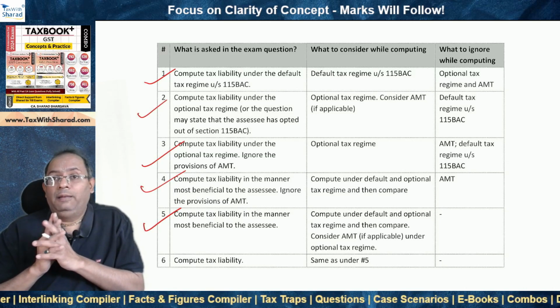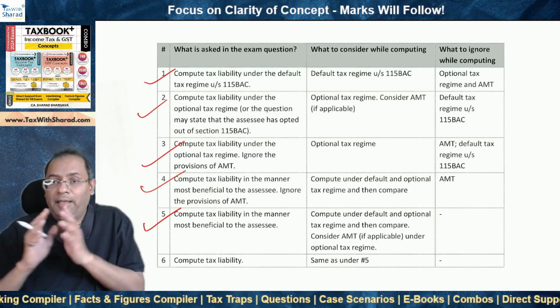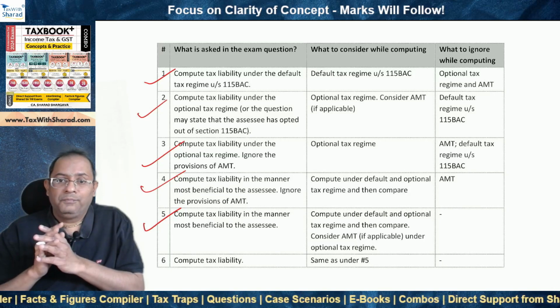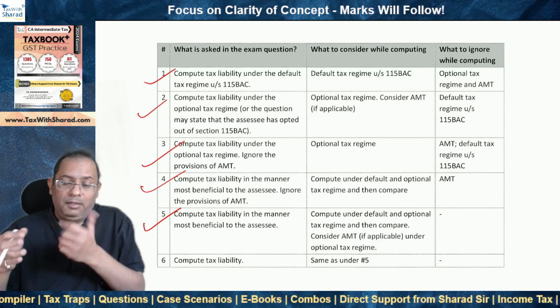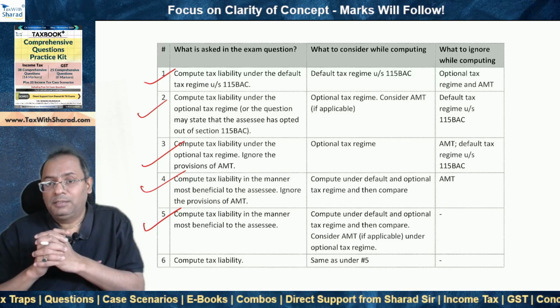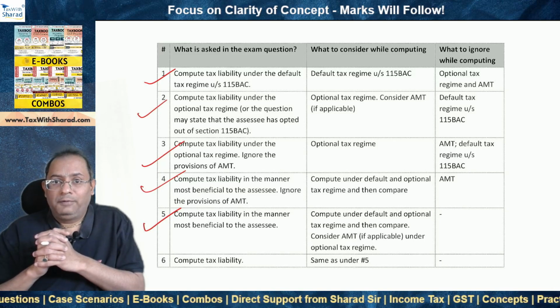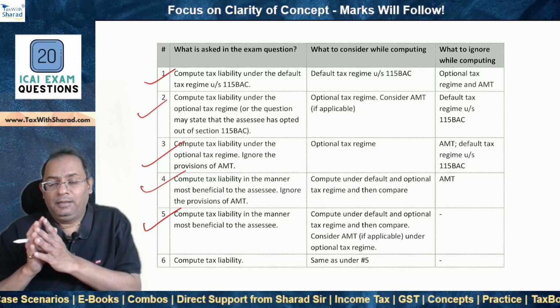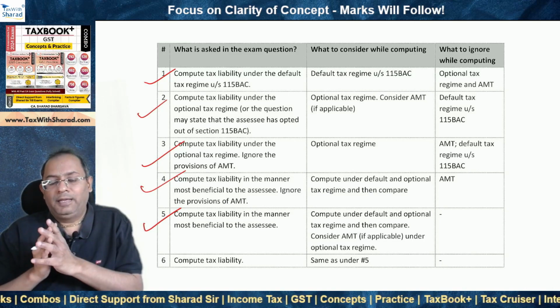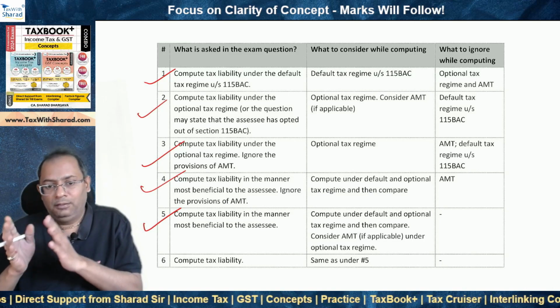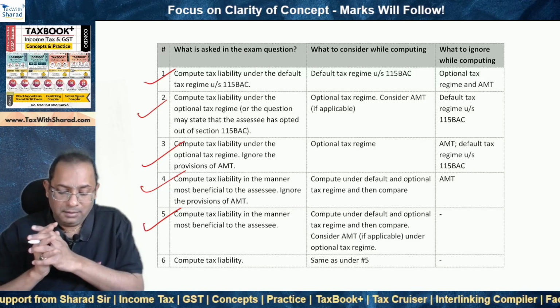If you find out that AMT provisions are applicable, then you will apply AMT provisions and then you will figure out whether the AMT is payable or whether the regular or the normal tax as per the optional tax regime is payable. Whatever is payable, that will become the tax liability under the optional tax regime. And consequently, you will then finally compare the tax liability under default tax regime and under the optional tax regime, and that will give you the answer.